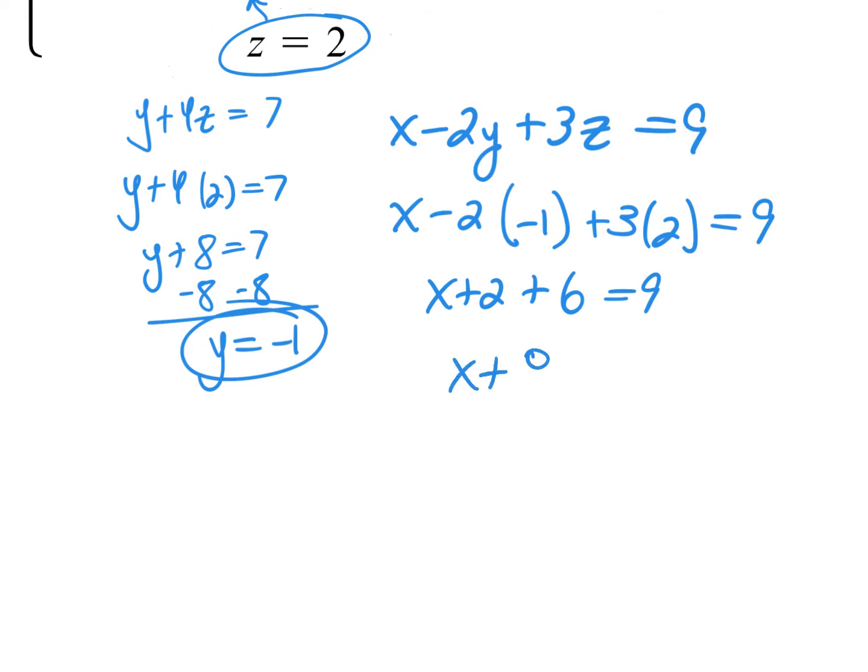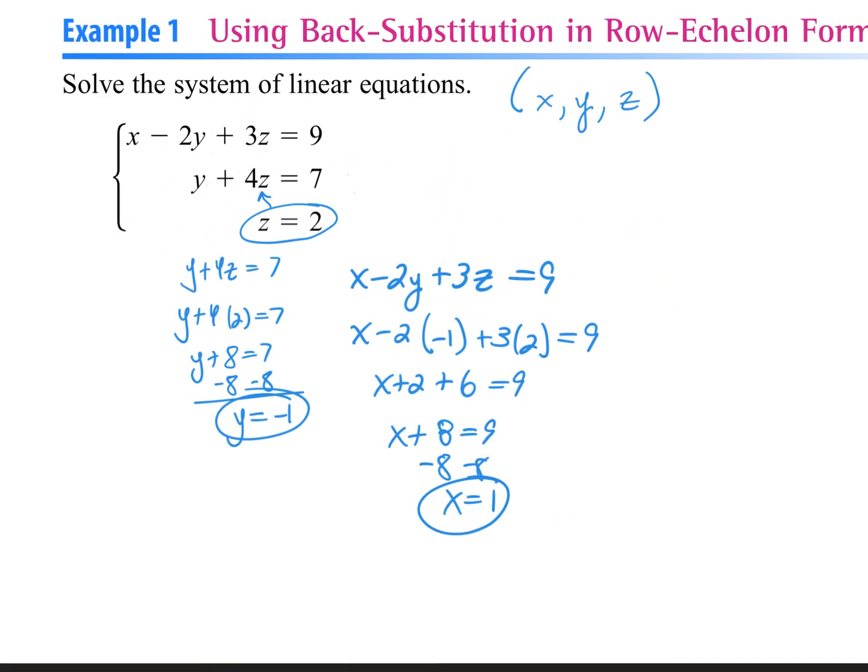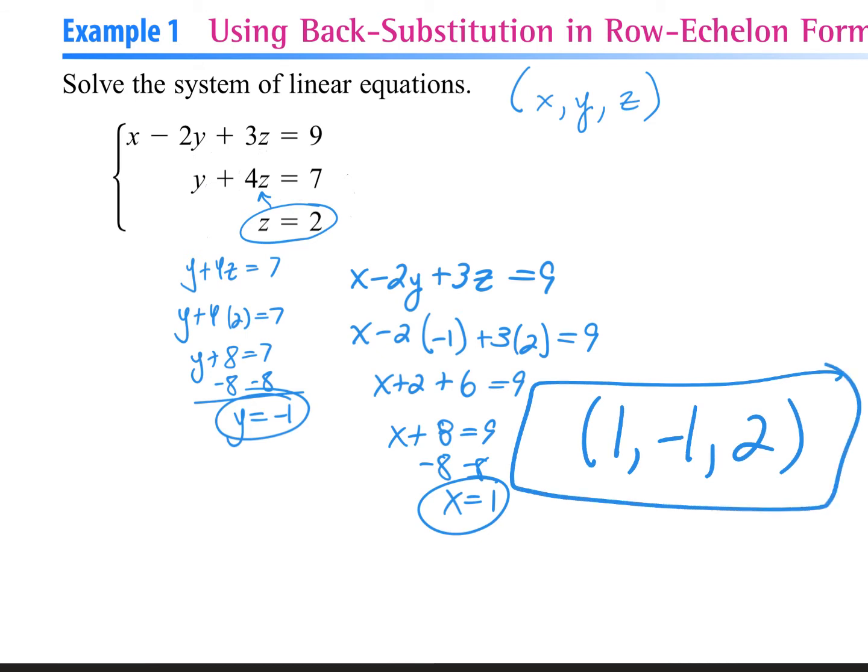Now, if my equations weren't written x, y, and z, I personally would rewrite them because you don't want to make a silly mistake. But -2 times -1 is x plus 2 plus 3 times 2 is 6 equals 9. 2 plus 6 is 8. So x plus 8 equals 9. I'm going to subtract 8 from both sides, and I get x equals what? 1. How do I write my answer? 1, comma, -1, comma, 2. Perfect. 1, comma, -1, comma, 2. Everybody see that? Questions? So always rewrite the equation. That's just me, though. That just kind of helps keep everything in order.